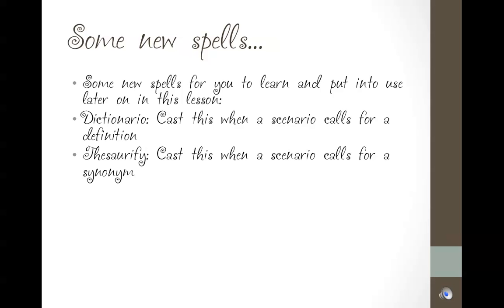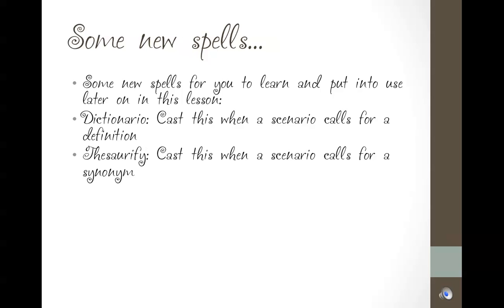The first spell is Dictionario. Can you say Dictionario? Great! We will cast this spell when a scenario calls for a definition. The second spell is Thesaurify. Can you say Thesaurify? Nice job! Cast this spell when a scenario calls for a synonym.